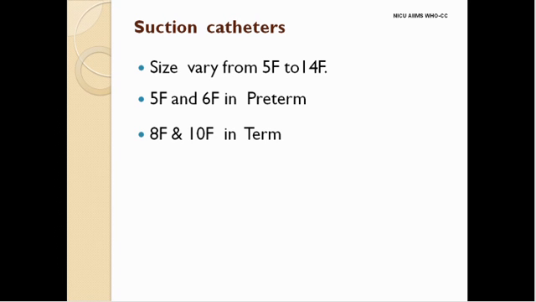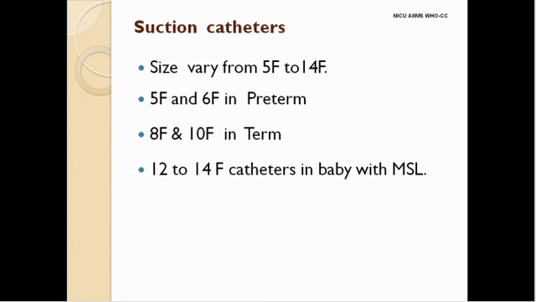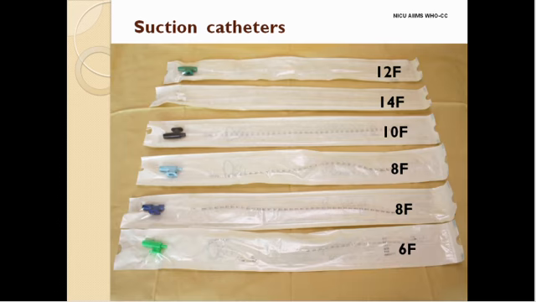For meconium stained babies, especially in case of thick meconium, a large suction catheter, generally 12 French or 14 French, is used for babies born through meconium stained liquor if they require suctioning. The problem with a small or a large size catheter is inadequate suction or trauma, respectively.